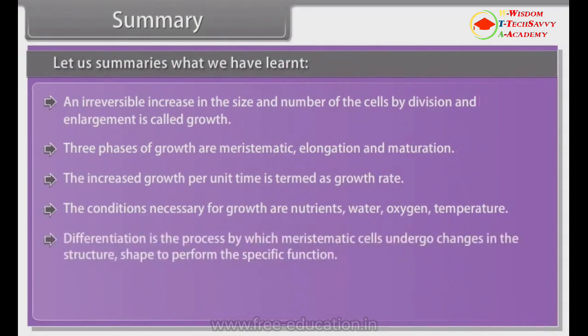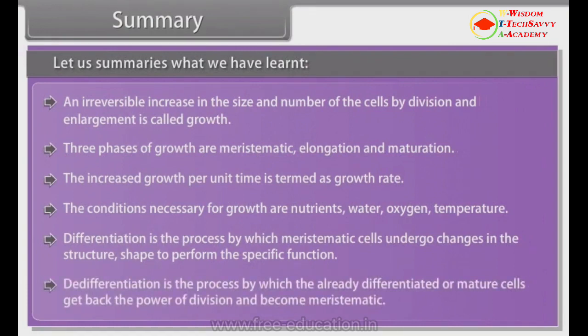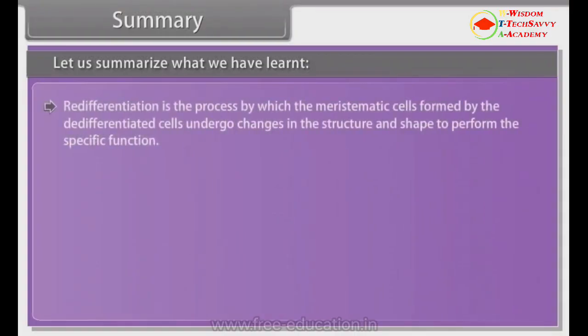Differentiation is the process by which meristematic cells undergo changes in the structure and shape to perform the specific function. De-differentiation is the process by which the already differentiated or mature cells get back the power of division and become meristematic. Redifferentiation is the process by which the meristematic cells formed by the de-differentiated cells undergo changes in the structure and shape to perform the specific function.